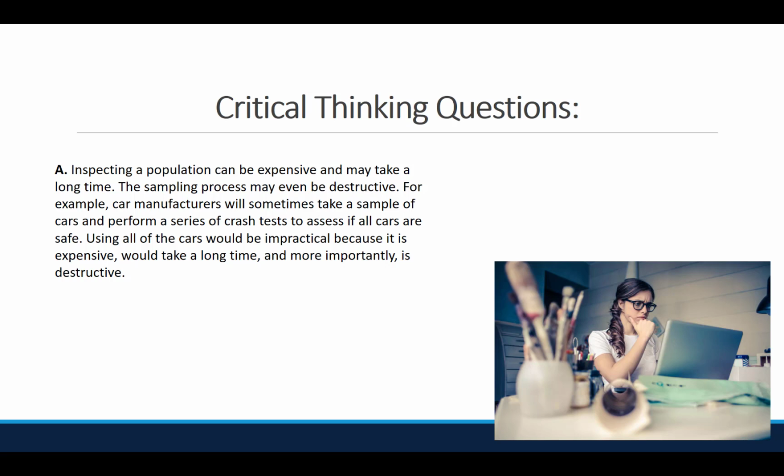Question A asks to give 2 reasons why taking a sample is necessary. Some potential answers are given here. Inspecting a population can be expensive and it may take a long time. Further, the sampling process may even be destructive. For example, car manufacturers will sometimes take a sample of cars and perform a series of crash tests to determine if the cars are safe. Using all the cars would be impractical because it's expensive, would take a long time, and more importantly, the process is destructive.